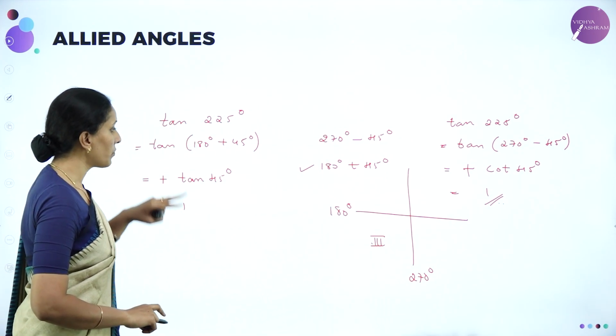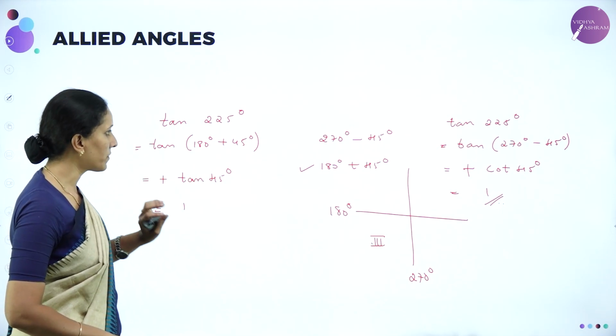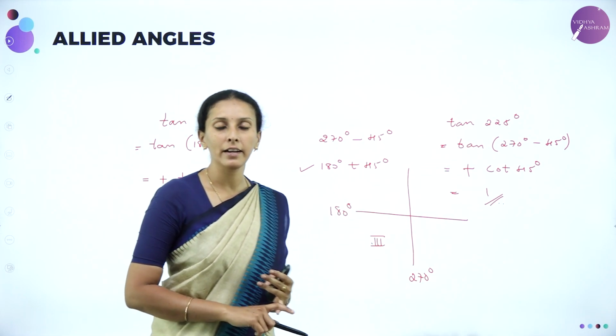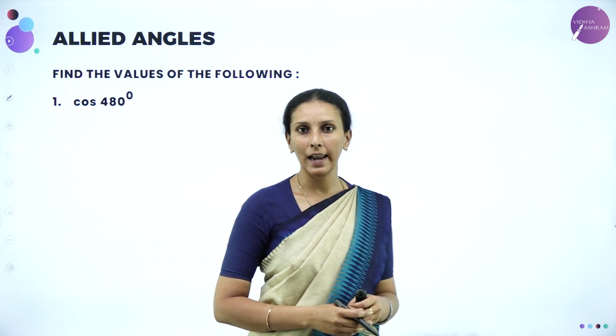Whatever allied angles you take, the final answer will be the same. The only difference with 180 and 360 is you have far fewer steps compared to 270 and 90 degrees. Now let us take a few problems about the allied angles.